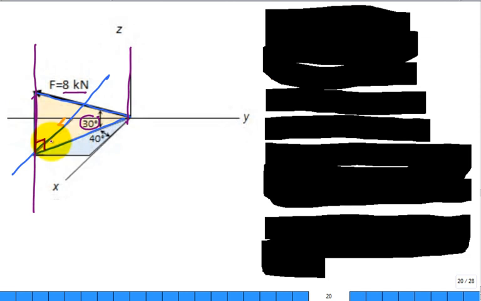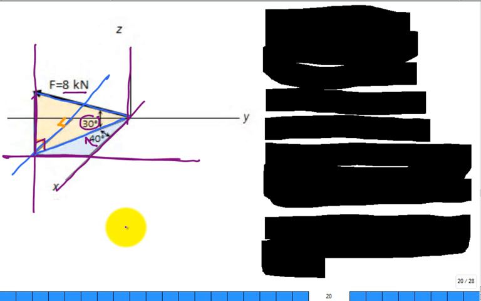All right. What about now the shaded blue? Well, you have an edge of the shaded blue, and you have an edge of the shaded blue. This edge is parallel with the Y, isn't it? And so the 40 degrees tells you the projection of that 8 kilonewton force down into the XY plane is 40 degrees back off of the positive X. See that? Right? Does that help?